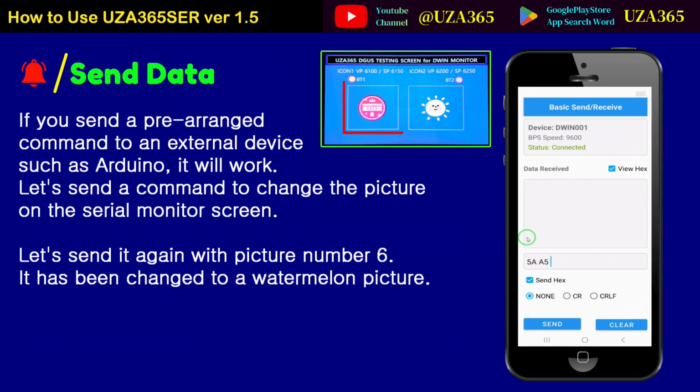If you send a pre-arranged command to an external device such as Arduino, it will work. Let's send a command to change the picture on the serial monitor screen. When I sent the picture 3 command, the picture changed. Let's send it again with picture number 6. The picture changed.